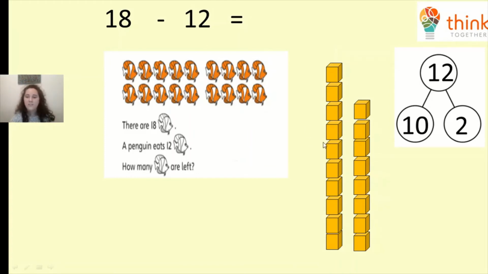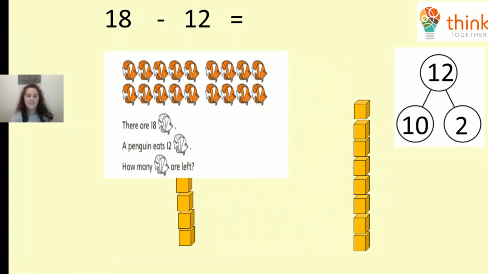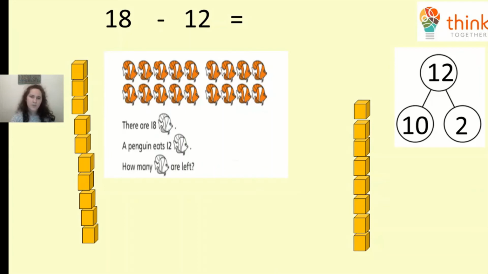Fantastic. I have my group of 10 here. So all of them can be pushed away because all of them are going to go. Are you ready? Let's do that. There you go. There goes my group of 10. Now, what do I need to do next?